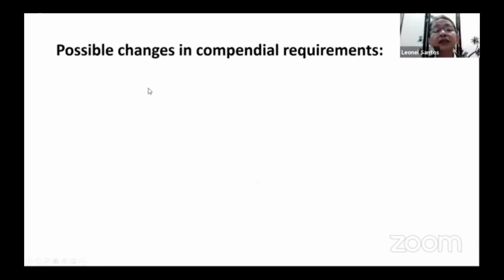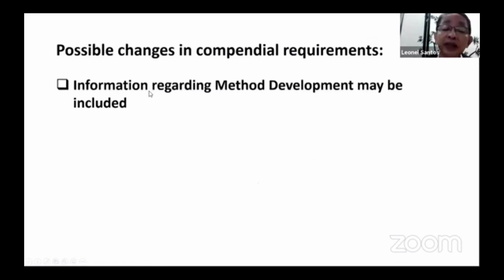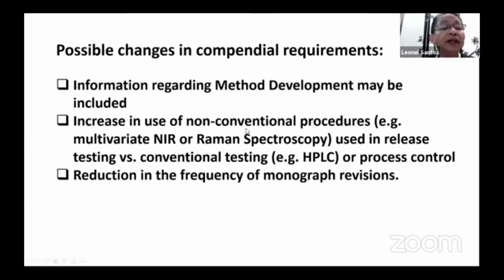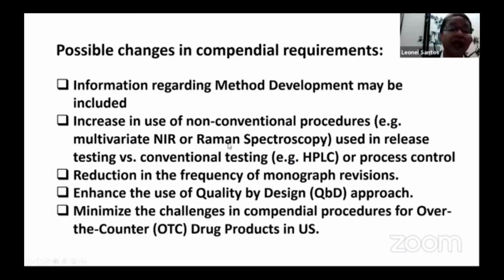Possible changes in terms of USP or compendial requirements would be that information regarding method development may be required when submitting your dossier to USP. There may be an increase in the use of non-conventional procedures, such as multivariate near-IR or Raman spectroscopy. There may be a reduction in the frequency of monograph revision, enhanced use of the quality by design, QbD, approach, and finally, minimized challenges in the compendial procedures, especially for OTC products in the United States.